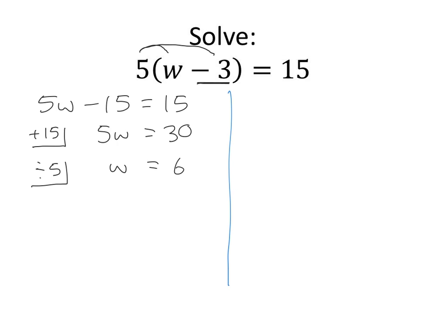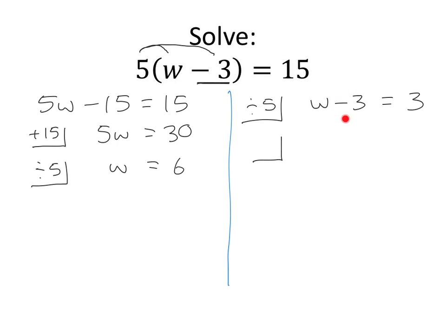And so our second approach would be to see that we have w take away 3, then multiplied by 5. So undoing the multiplied by 5 first, because that was the last thing that was happening to w. The opposite of multiplying by 5 is dividing by 5. And so that would leave me with w take away 3 on the left, and 15 divided by 5 is going to be 3. And now I have w take away 3.